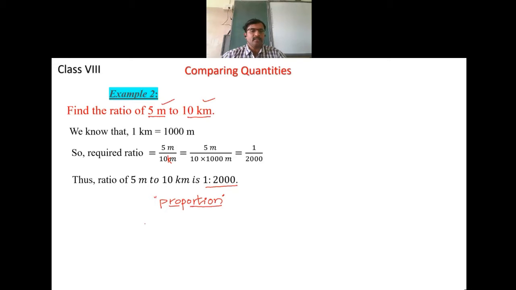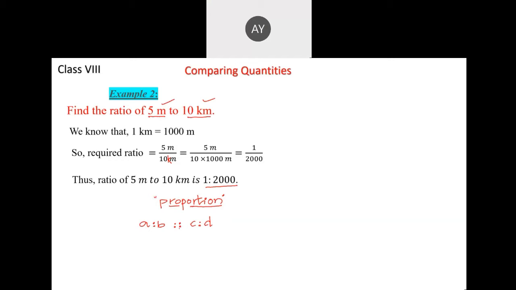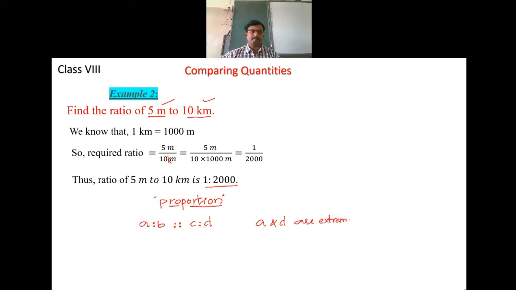Whenever we have two ratios, say A is to B and C is to D, if these two ratios have the same value, I say that they are in proportion, and this is the way to represent the proportion. Here, A and D are the extreme terms, and B and C are the mean terms.